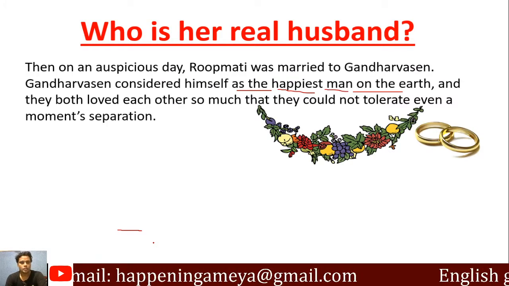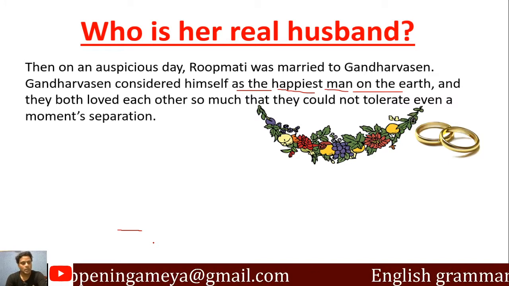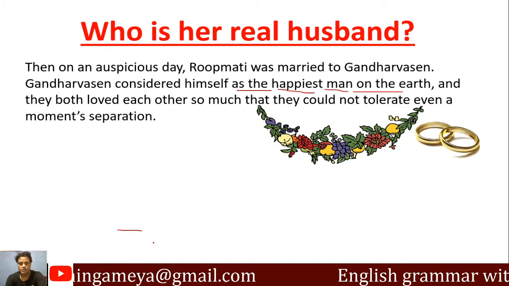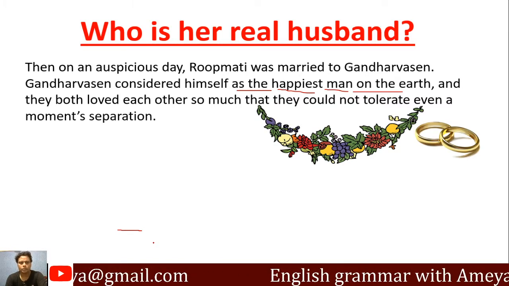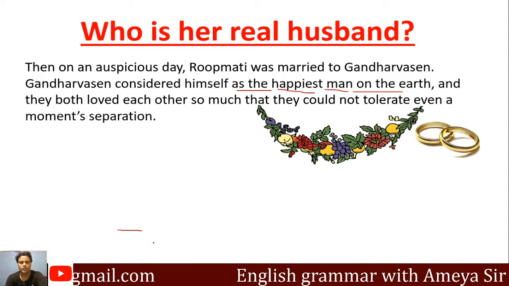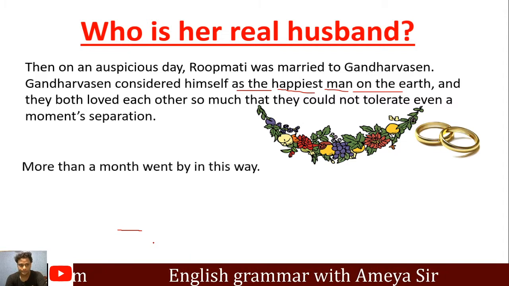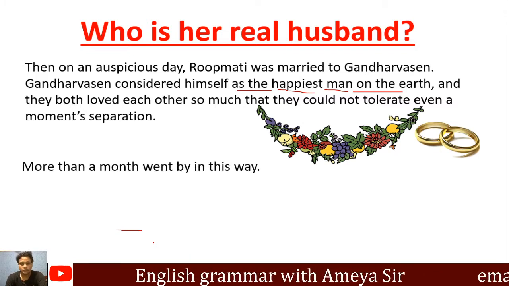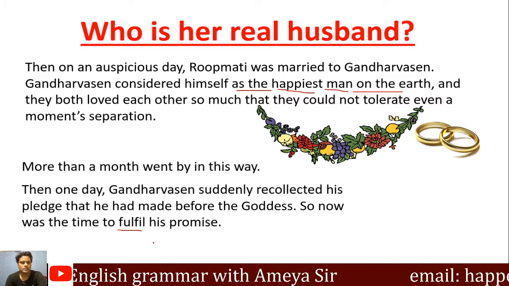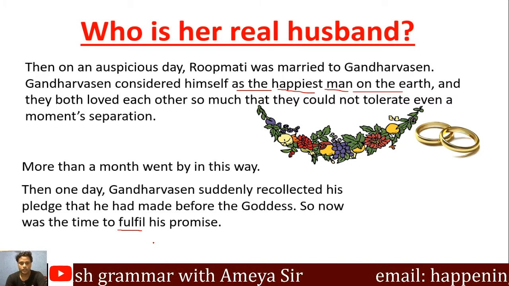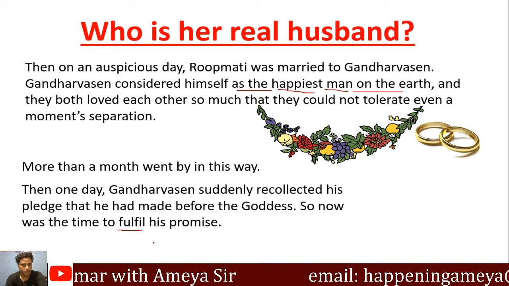Then, on an auspicious day, Roopmati was married to Gandharvasen. Gandharvasen considered himself the happiest man on earth, and they both loved each other so much that they could not tolerate even a moment's separation. More than a month went by in this way. Then, one day, Gandharvasen suddenly recollected his pledge that he had made before the goddess. So now was the time to fulfill his promise.